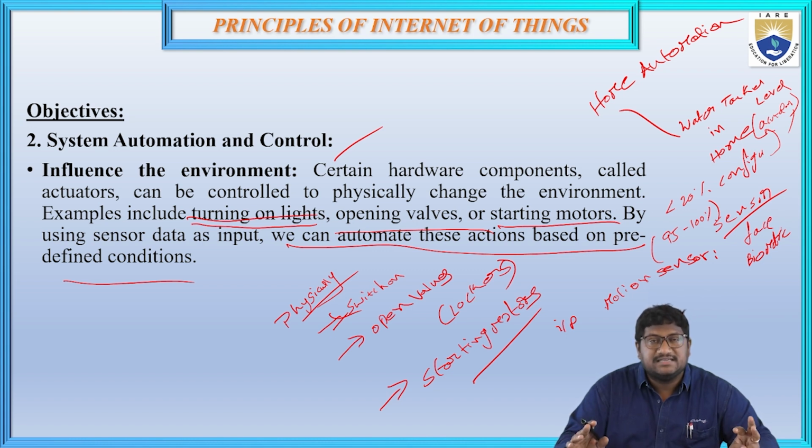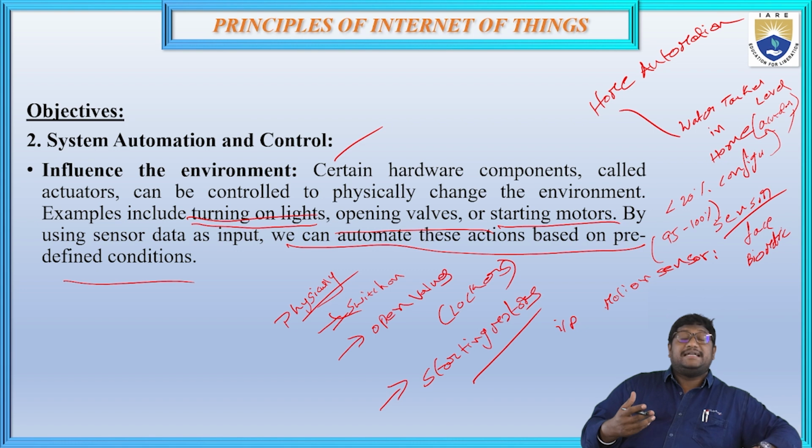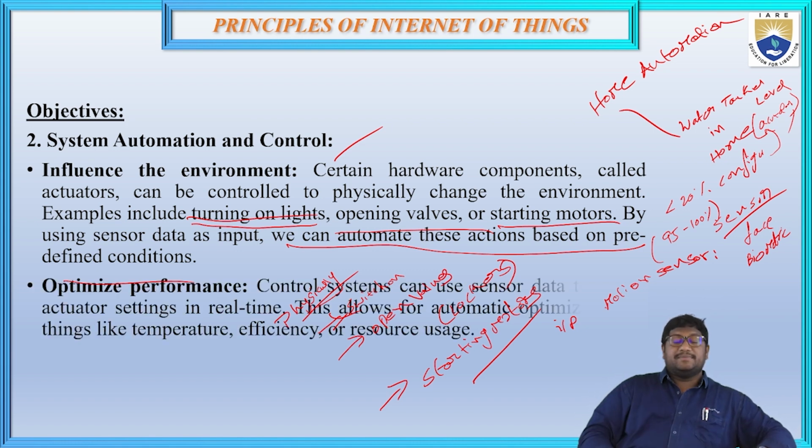So all the 3 things are converted into automation successfully based on our sensor data. That is how we are influencing the environment by using our IoT devices. This is how the things happen.